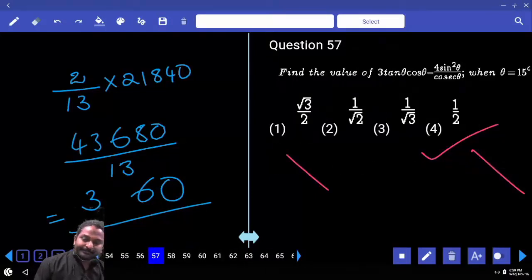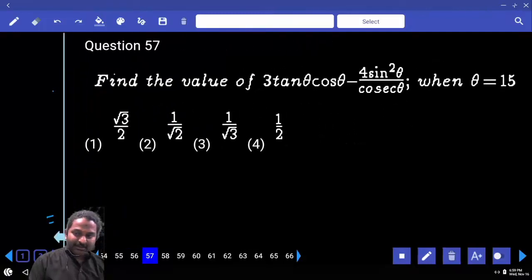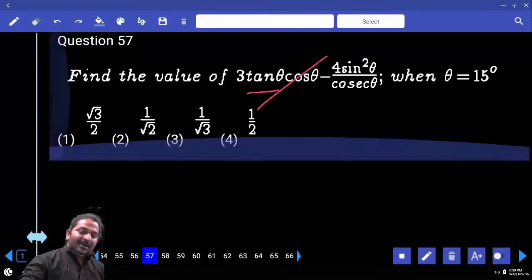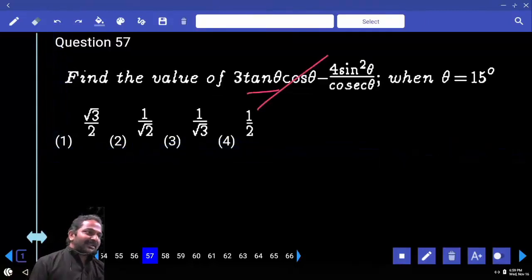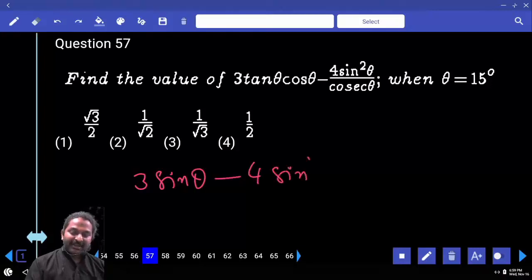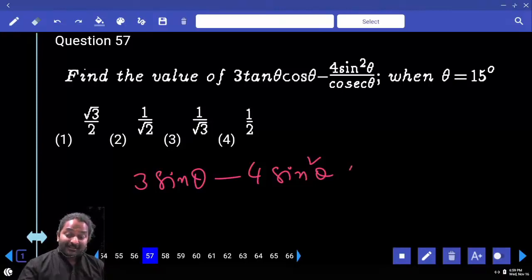Next, find the value of the expression. Okay. Now, tan theta we can write as sin theta by cos theta. Cos theta in denominator and the other cos theta gets cancelled. How much is left? 3 sin theta minus 4 sin square theta, and 1 by cosecant square theta can be written as sin theta.